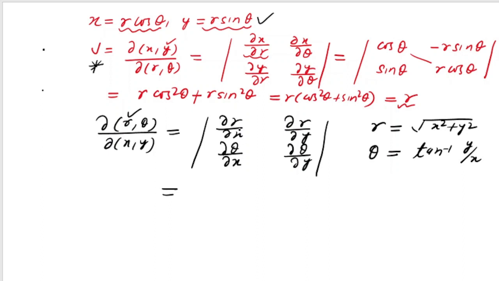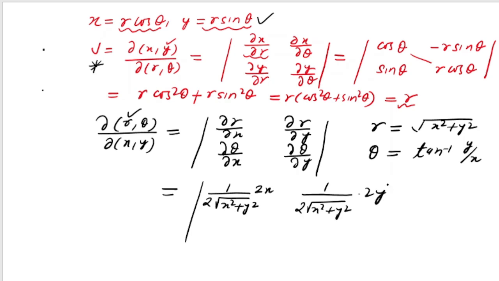Now if I have to evaluate del r by del x, what will it be? It will be 1 by 2 times under root x square plus y square, and then with respect to x it will be 2x. If I differentiate it with respect to y, I will get 1 by 2 under root x square plus y square into 2y. Theta, if I differentiate it with respect to x, I will get 1 by 1 plus y square by x square, and the derivative of y by x with respect to x will give me minus y by x square.